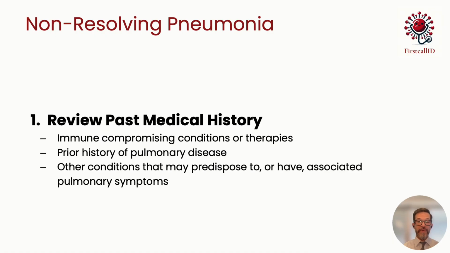So starting off, we'll review the patient's past medical history. Is there any underlying immunocompromise or immunosuppression that could alter the typical flora that would cause pulmonary infections? We want to know if they have any history of pulmonary disease, do they have any structural lung disease, or any history of previous infections in the lungs. And then other conditions that could predispose to or have associated pulmonary symptoms. So anything that could lead to an increased risk of aspiration or other complications with the lungs, or systemic diseases that could have pulmonary manifestations.